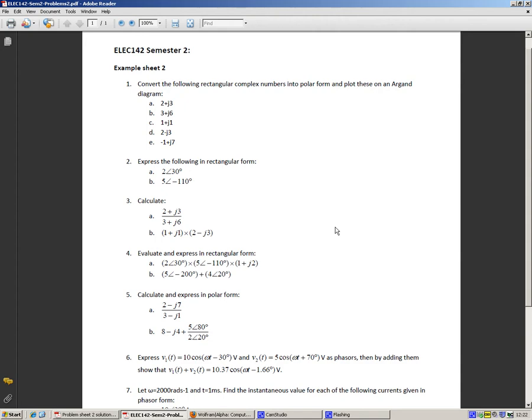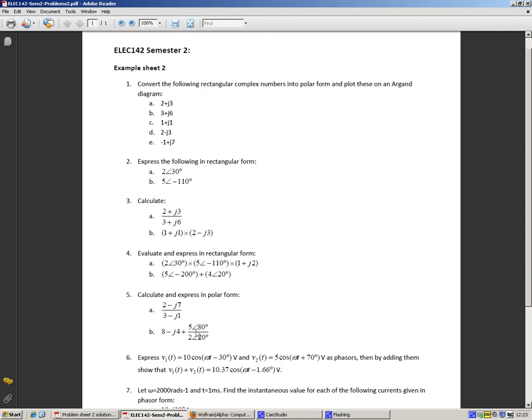This is part 1. So this problem sheet is all about solving different forms of complex numbers and how to convert between the two, how to perform simple mathematical manipulations. And what we're going to do is, once we're very familiar with these, we're going to use these skills to go on to solve more complicated circuit problems.